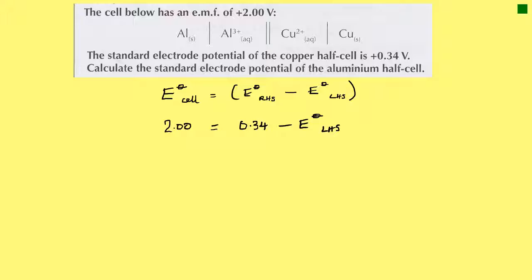So we're just going to rearrange this equation. Why don't we add the left hand side to both sides, and then take 2 from both sides. So we rearrange like that, and that's going to come out to be minus 1.66 volts. Done.